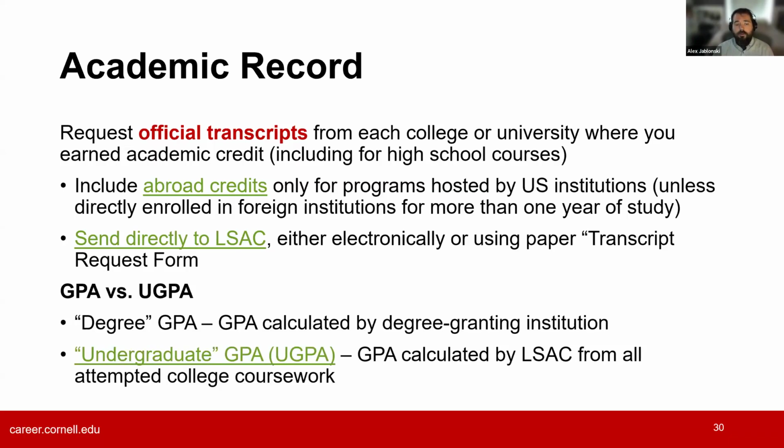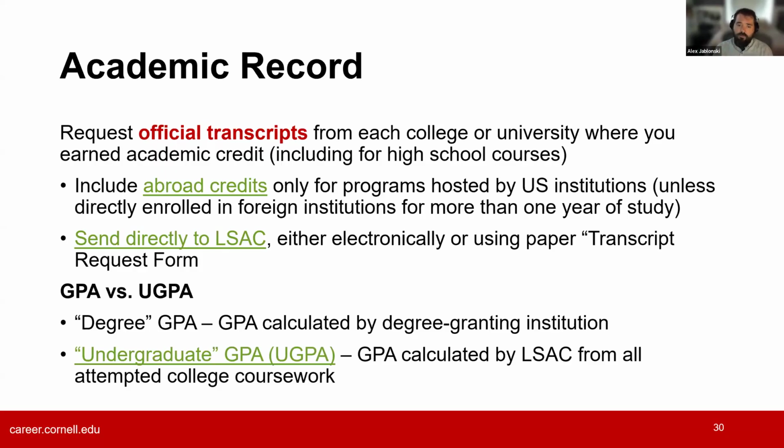They all get uploaded to LSAC's system, and you'll get 2 GPAs out of it. Sometimes they're the same, but if you have any transfer credit at all that's counted, they'll be different, probably. You have a degree GPA. This is the GPA that Cornell gives you. So that's your degree GPA. You'll also get the UGPA.